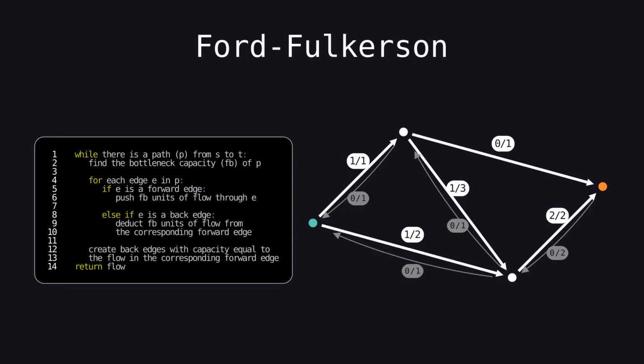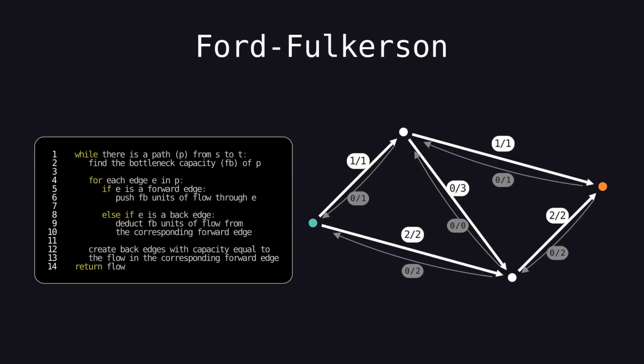There is one more path here. Can you see it? Yes, we can now take the back edge. We can push 1 unit of flow through this path. Note that when we push 1 unit of flow through the back edge, we minus 1 unit of flow on the forward edge because we are correcting our previous flow push through that edge. Now backtrack and update the back edge capacities to match the new flows.